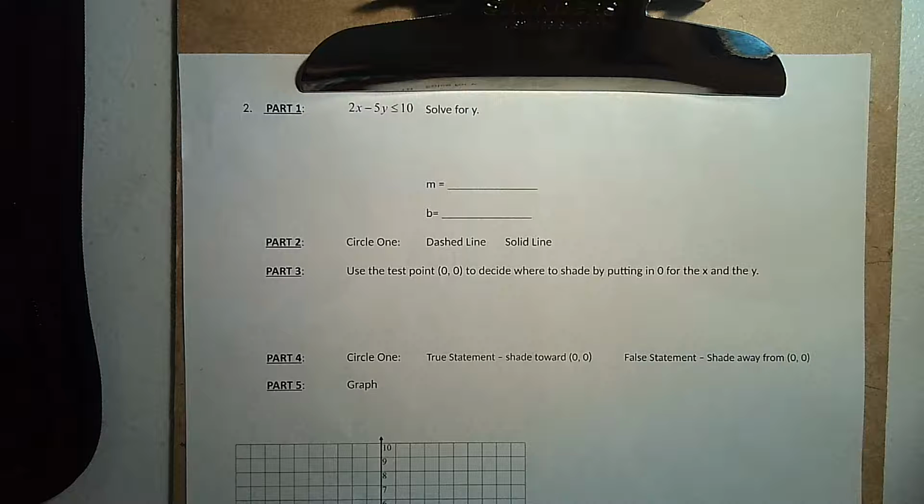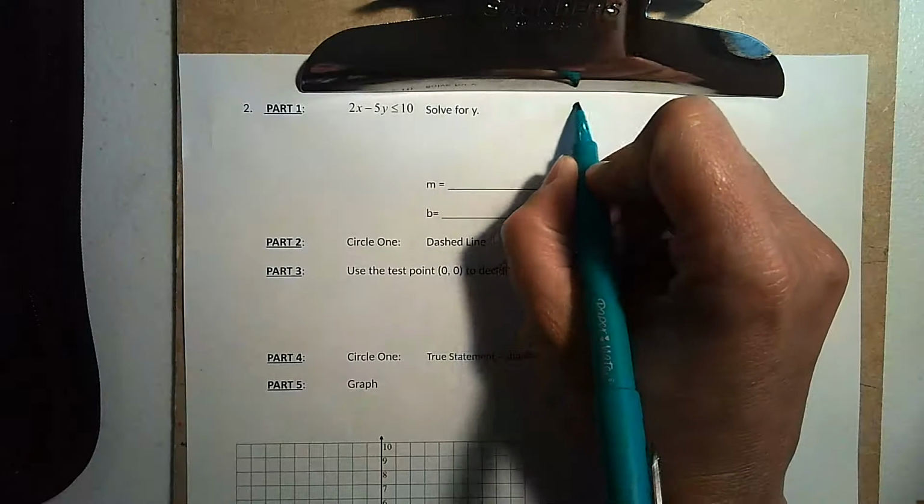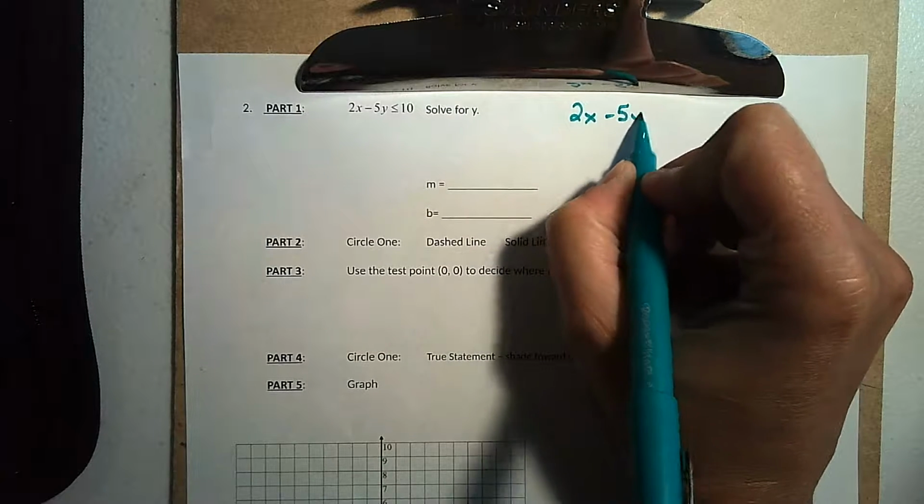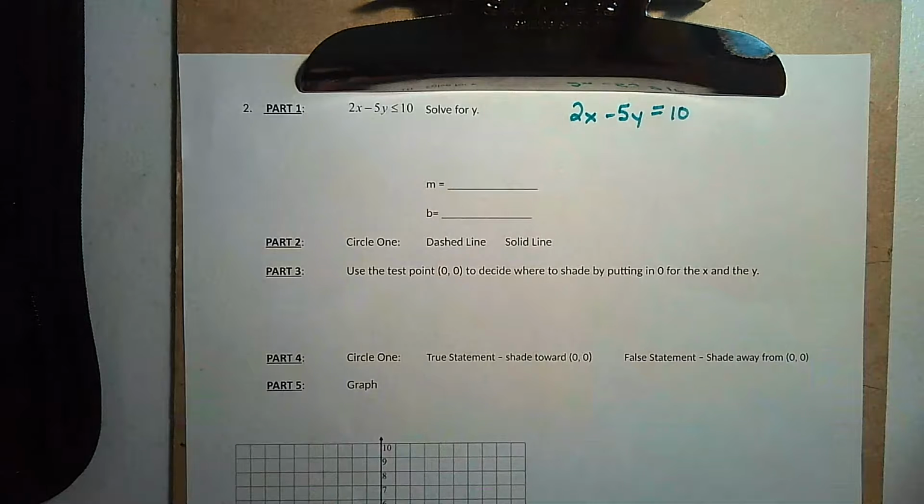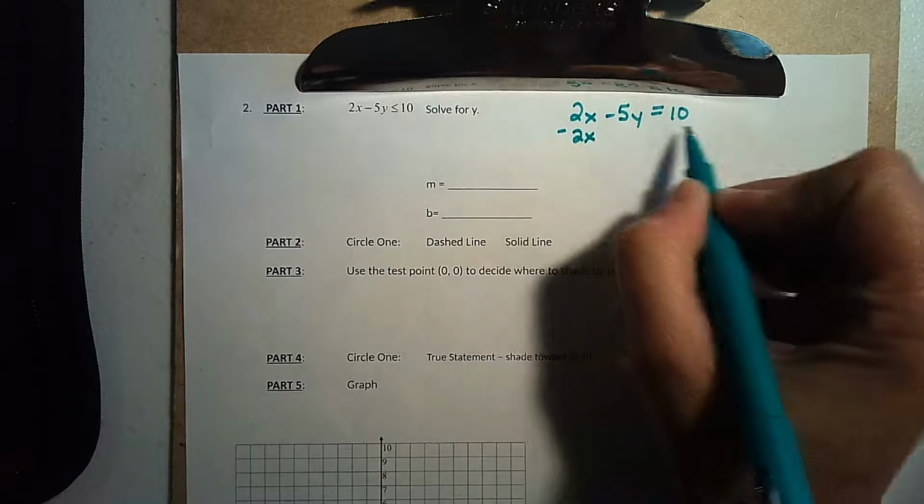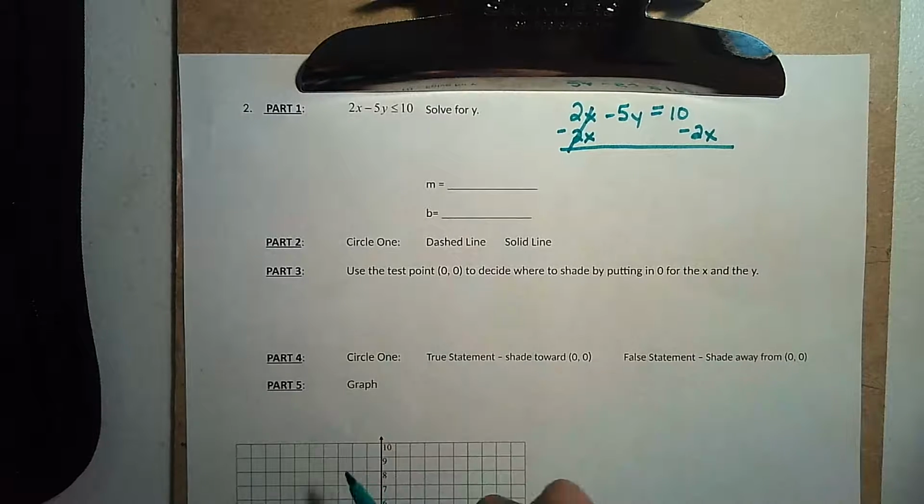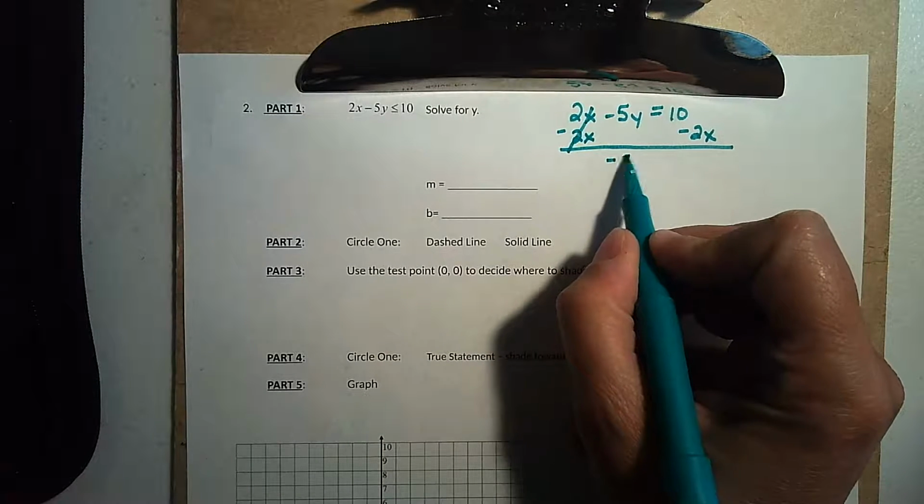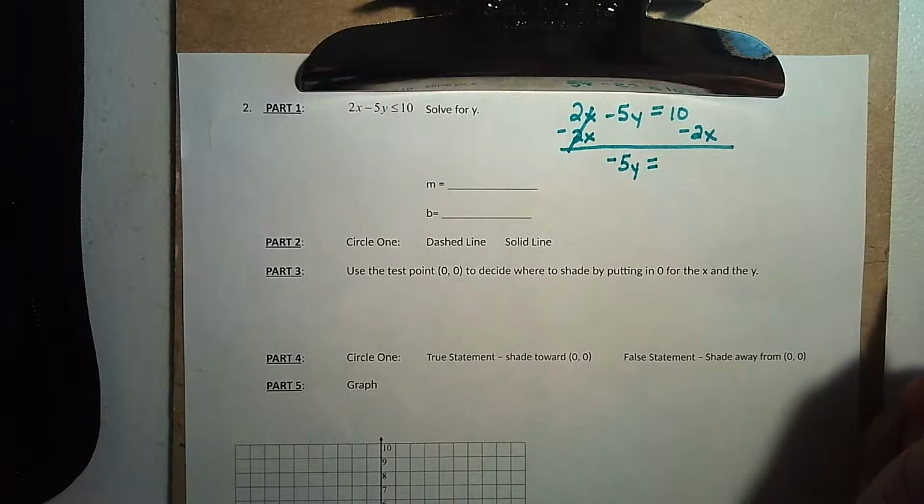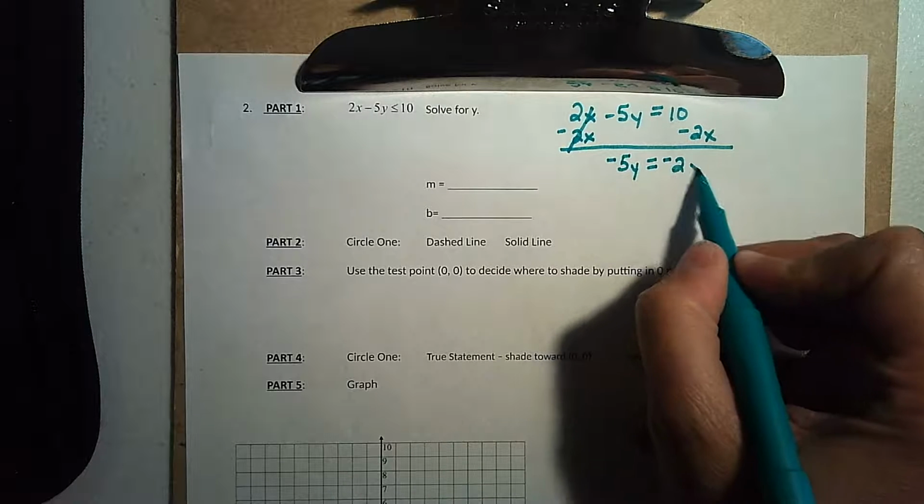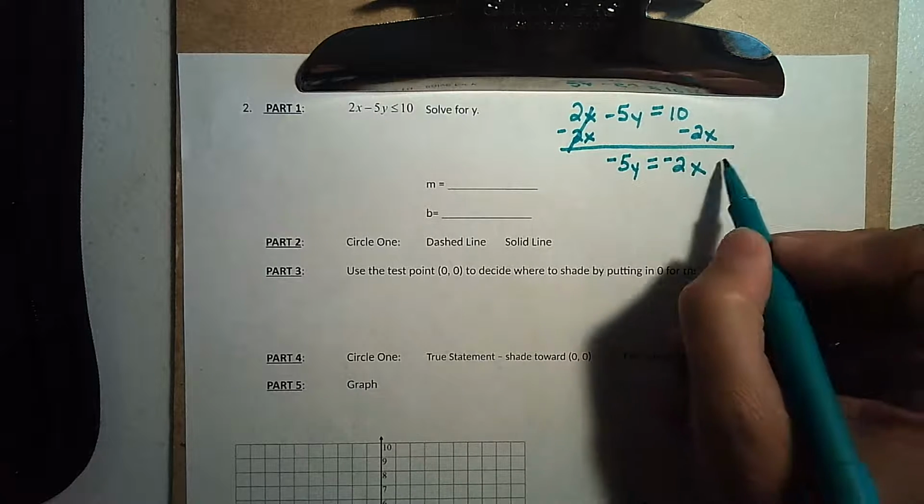Notes 10, Example 2. Part 1, we have our inequality, and step 1 was to rewrite that inequality with an equal sign and then solve for y. So I want the 5y to stay right where it is, so minus 2x on both sides of the equal sign. And do not forget to bring down the negative 5y equals, I want the x value first, so negative 2x plus 10.